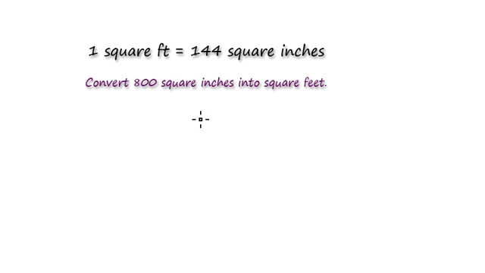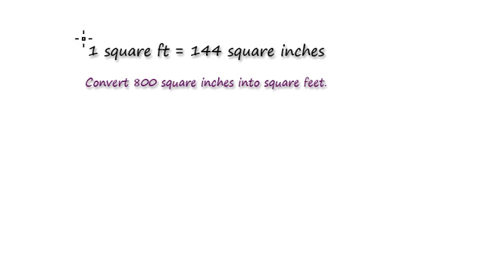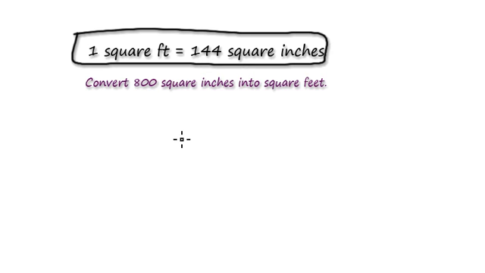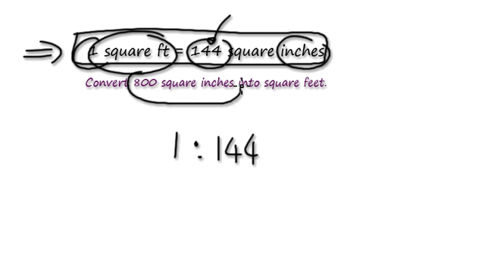Okay, so now convert 800 square inches into square feet. Press pause and have a go. Okay, start by summarizing this here. 1, 2, 1, 4, 4. So just imagine you've got 144 of these. 144 of these makes up one of these. So anyway, I'll summarize this. That's 1 to 144, and now you've got 800 of these.